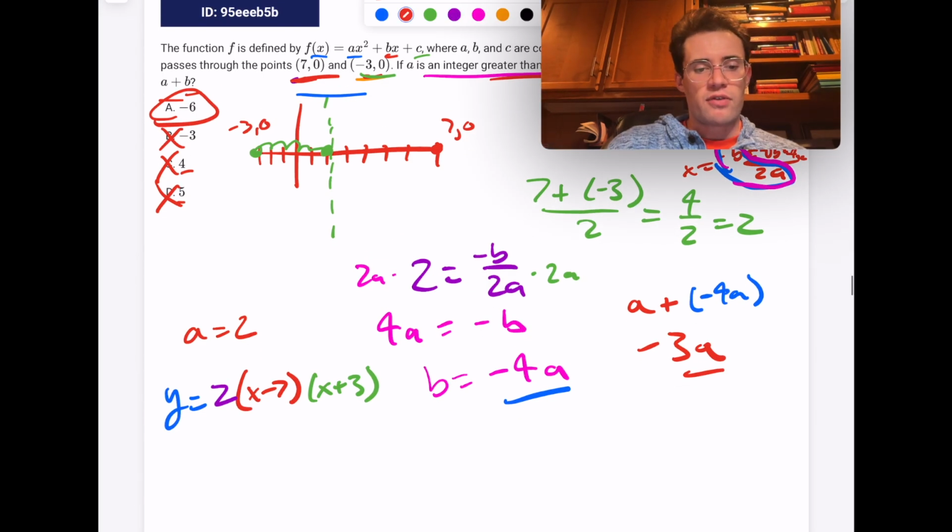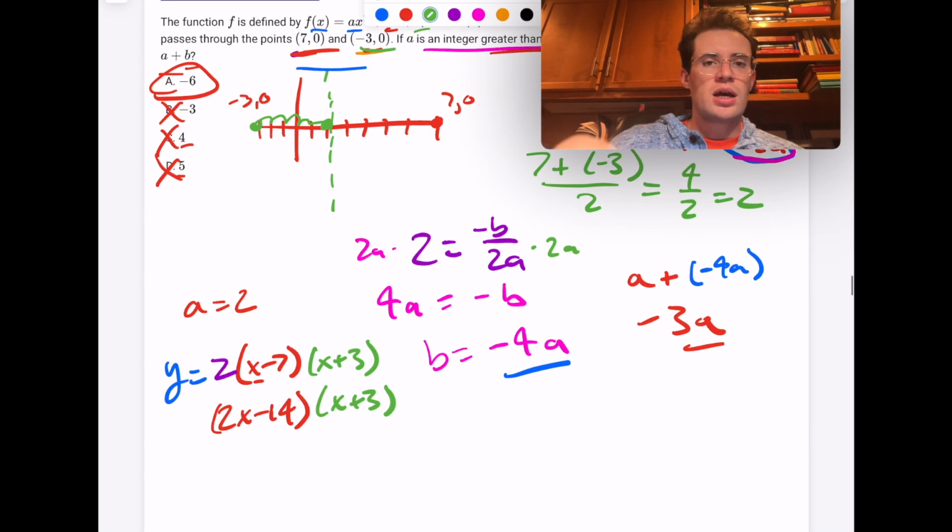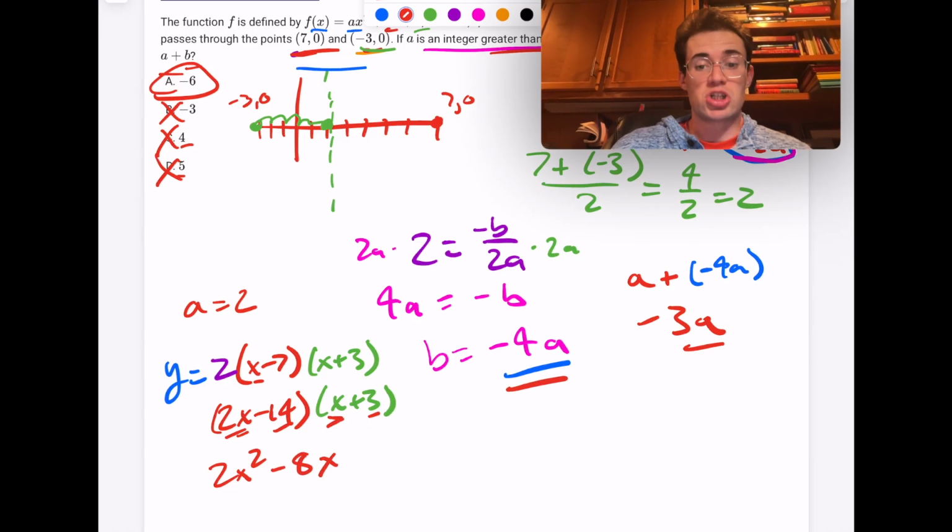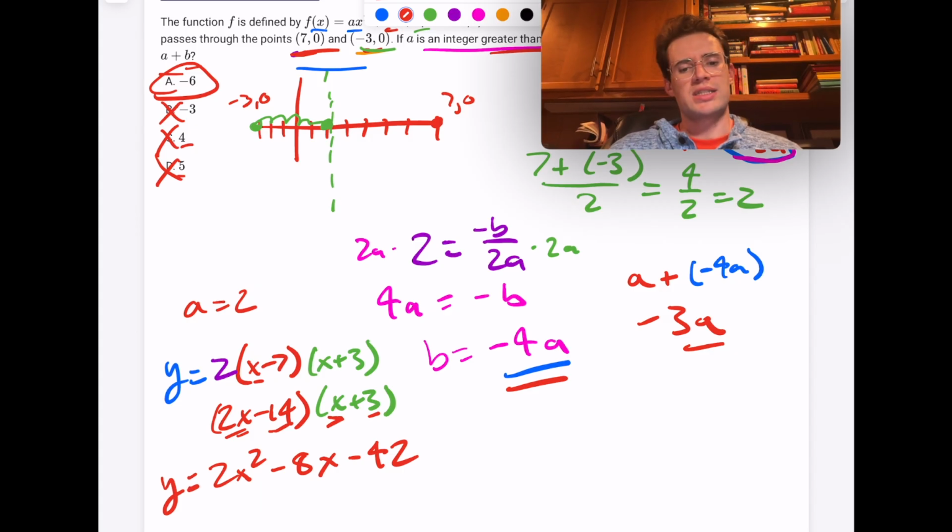And now if we FOIL this out, I could even write 2x minus 14 like that. So 2x minus 14 times the quantity x plus 3. That gives me 2x times x is 2x squared. 2x times 3 would be 6x. And then we have minus 14x. So 6x minus 14x is negative 8x, like we said b should be, negative 4 times 2. And then negative 14 times 3 would give us negative 42. So y equals 2x squared minus 8x minus 42.